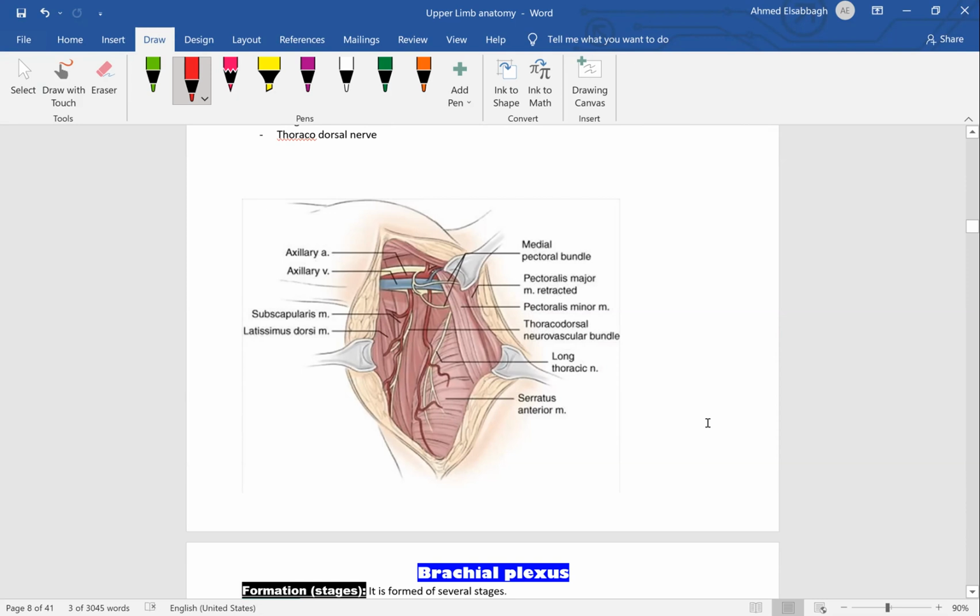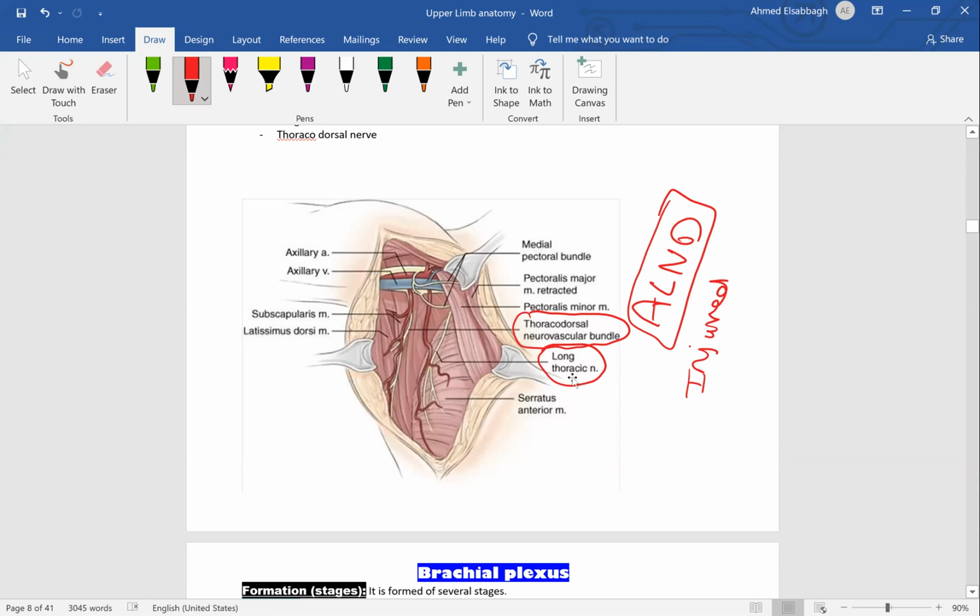Okay. During the axillary lymph node dissection, during this operation, what are the commonest nerves to be injured? These are these two nerves. This one and this one. Long thoracic nerve, this one, and thoracodorsal nerve, this one. They are the nerve supply of serratus anterior and latissimus dorsi.